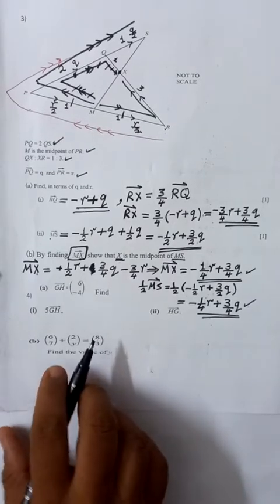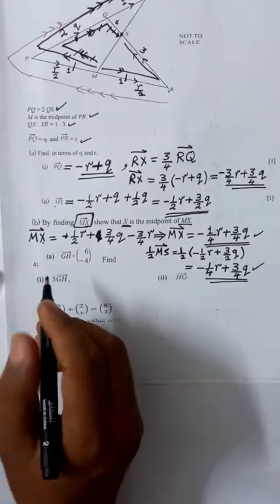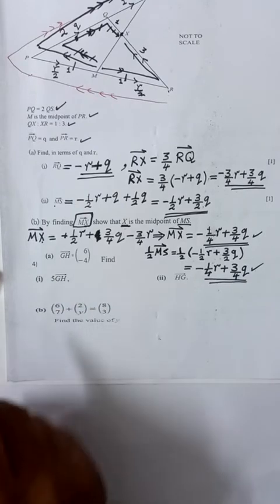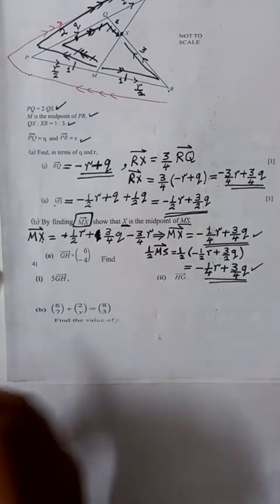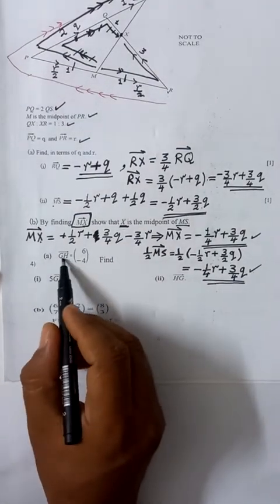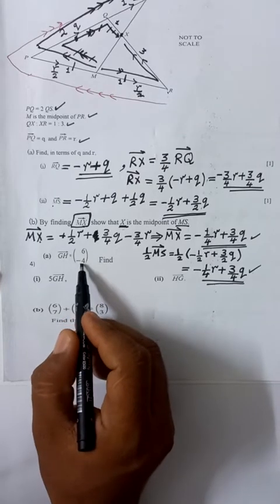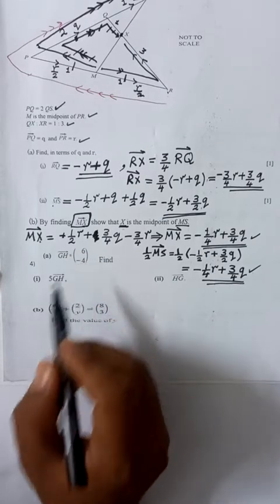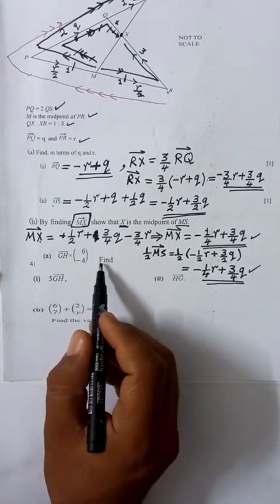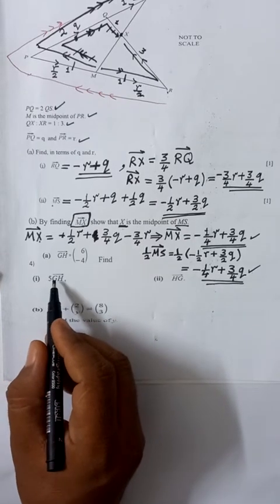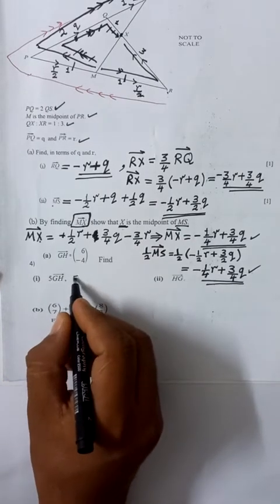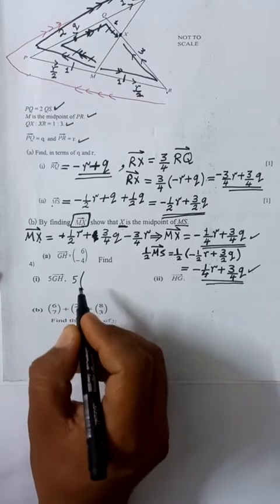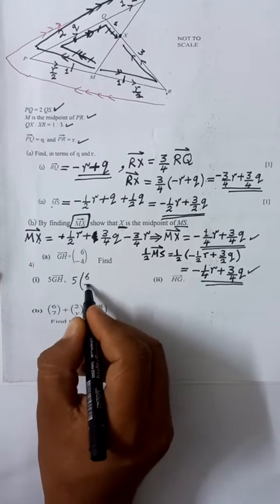Number A, in number 4, we are given that the column vector gh equals 6 and negative 4. This is the horizontal component and this is the vertical component. They ask you to find, number one, 5gh. So you need to multiply 5 by the column vector gh, which is 6 and negative 4.